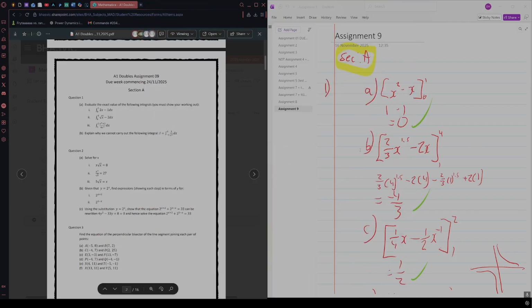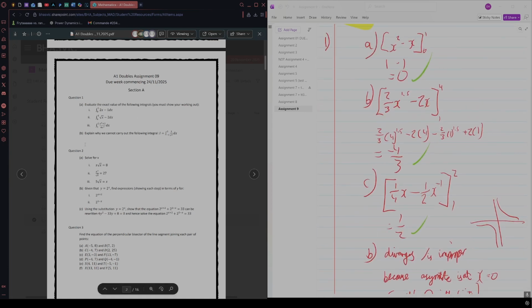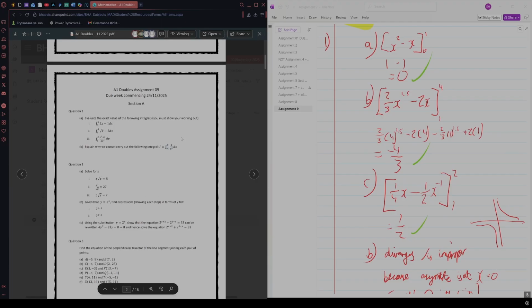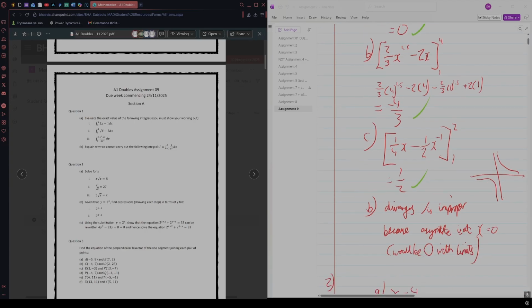Alright, first we've got these integrals. This is just simple stuff, I'm not going to go through it, you just do the integrals and then substitute the values in. Part B, you can either say it diverges or it's improper. I think the correct word is improper, because, you see I drew the graph here, you can't find the area there because it infinitely goes up. So you could say the area is infinite, but you don't actually know the area because you can't measure it. So that's called an improper integral.